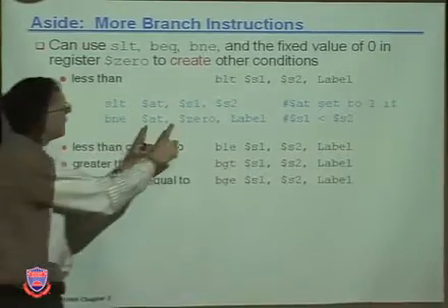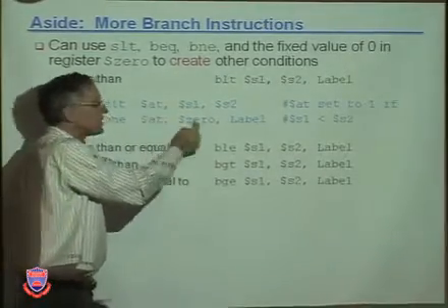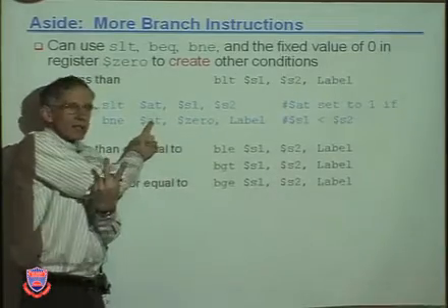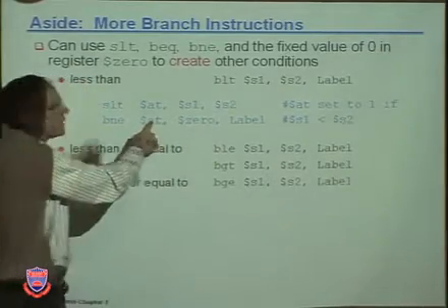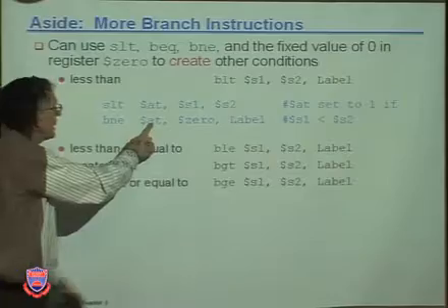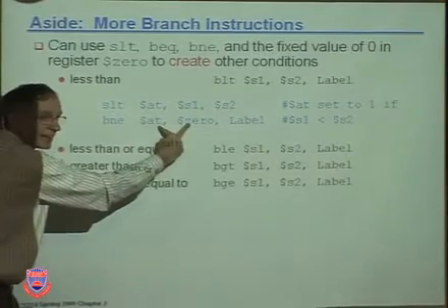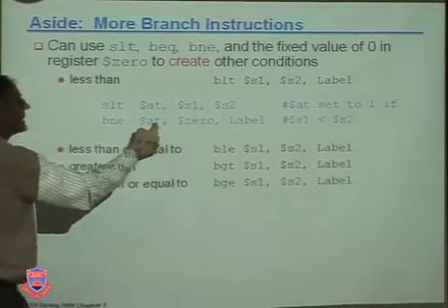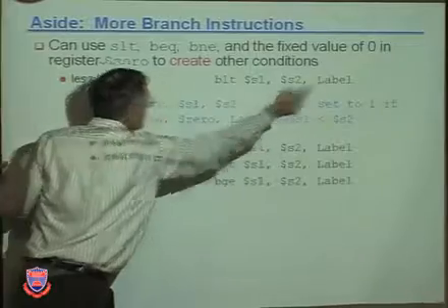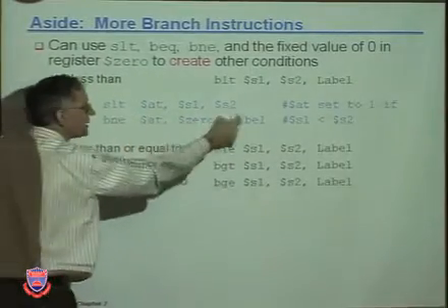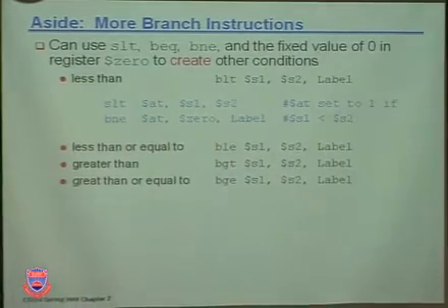And then what am I comparing? Inequality of this and this. All right, now this only has two possible values. What are the two possible values from this? 0 or 1. If they're not equal, what does it mean? It's 1, which means it was less, which means I should go to label. It says branch if they're not equal to label. Bingo. It does the same thing.